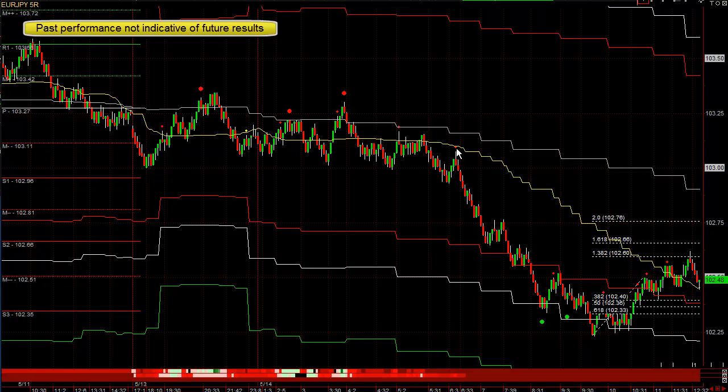Like you saw, this signal right here led to, even if you got out of it right here, you made 25 pips in a very short amount of time, 20, 30 minutes. That's phenomenal. And again, that's maybe 10% of your trades that will do that. The other 90% won't. There will be small losses, break-evens, small wins, medium wins, and so forth.